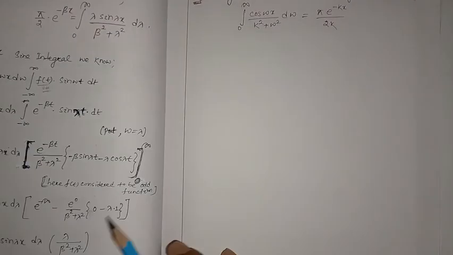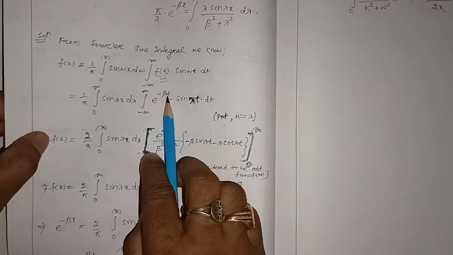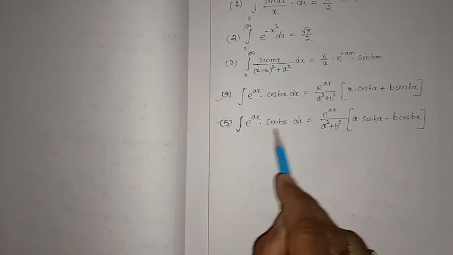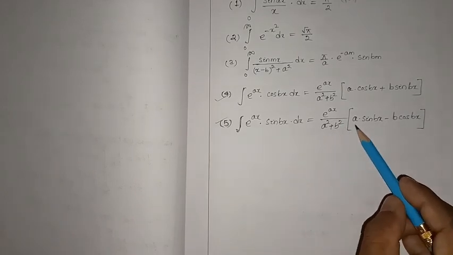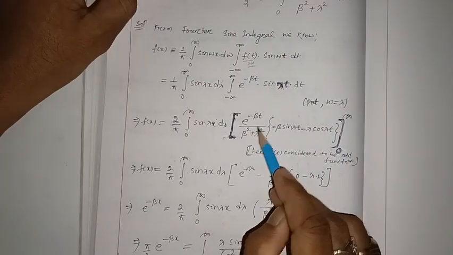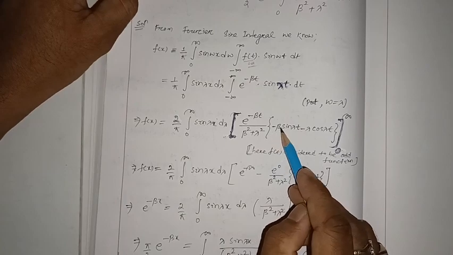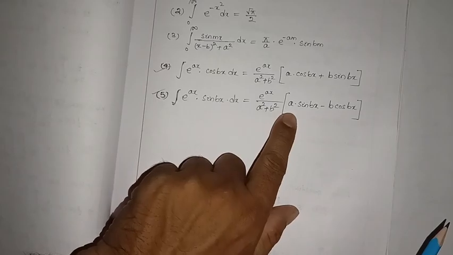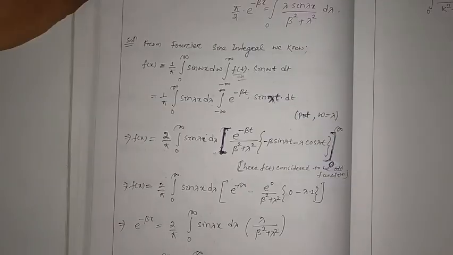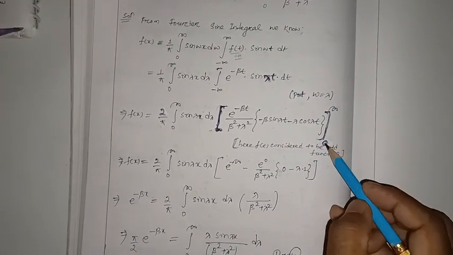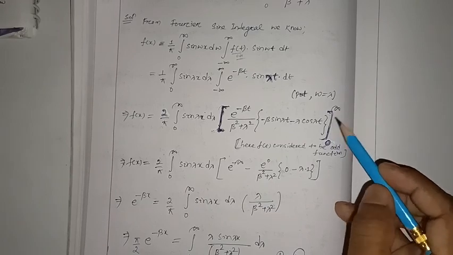Here it will be used: e to the power a x. Here you can see e to the power something into sine bt like this. So this formula we have to use, that is e to the power ax by a square plus b square into (a sine bx minus b cos bx). So e to the power minus bt by b square plus lambda square whole, into minus b sine bt, because here it is a sine bt. So here a means minus beta, sine lambda t minus lambda cos lambda t, with 0 to infinity as the integration limit. Carefully you have to watch.